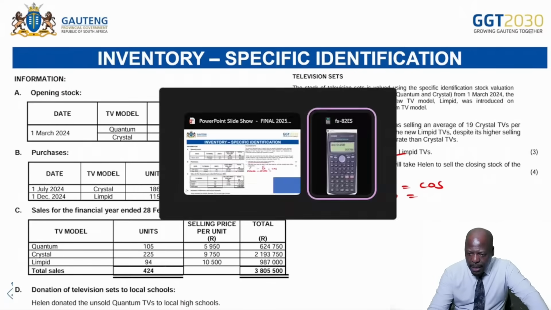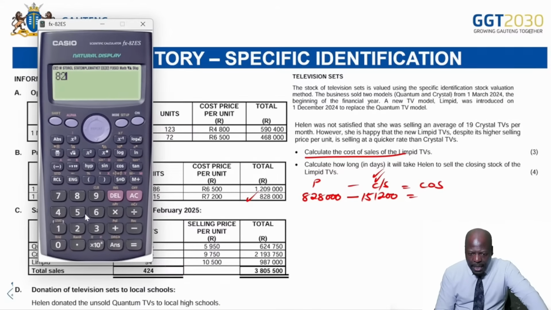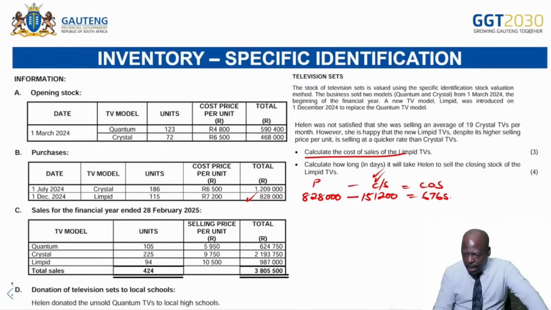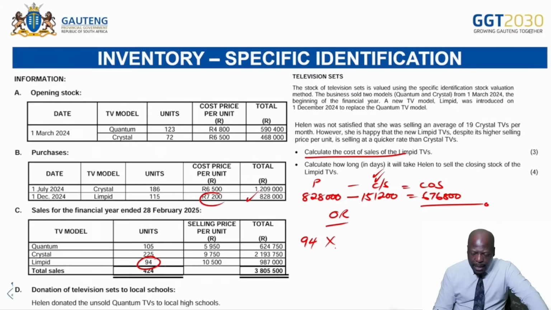How much is that going to give me? If you put that in the calculator, it's 828,000, and then you subtract 151,200. That's going to give me 676,800. That is what I end up with. And then the other option that you could have used to calculate your cost of sales is to simply say, how many units were sold? We sold 94 units. What was the cost price of each limpid brand?